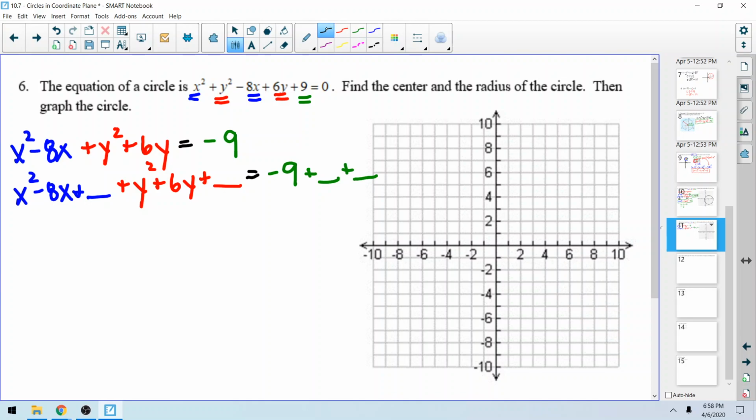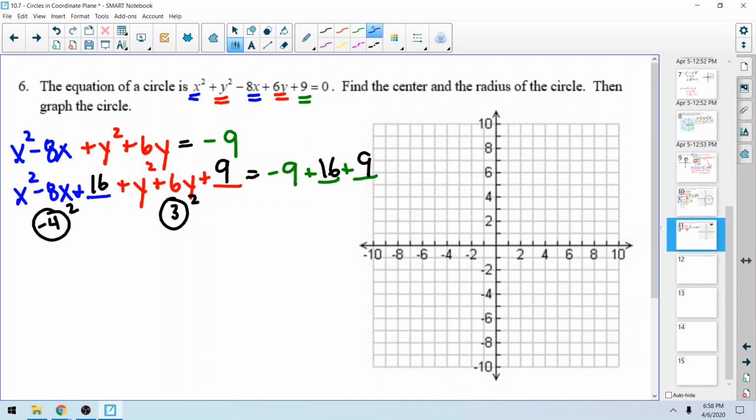Okay, take your b values, cut them in half. So negative 8 cut in half, negative 4. Negative 4 times negative 4, 16. Put it on both sides. Half of 6, 3. 3 times 3, 9. Put it on both sides.